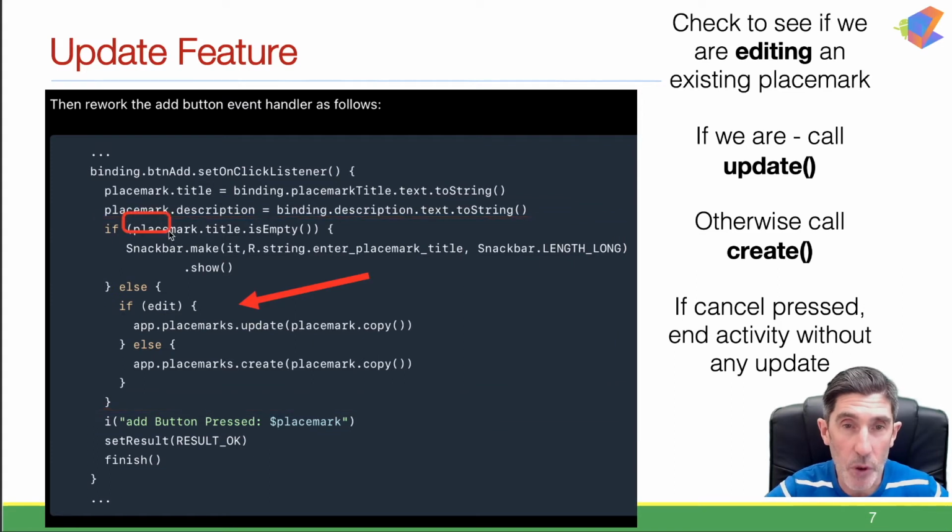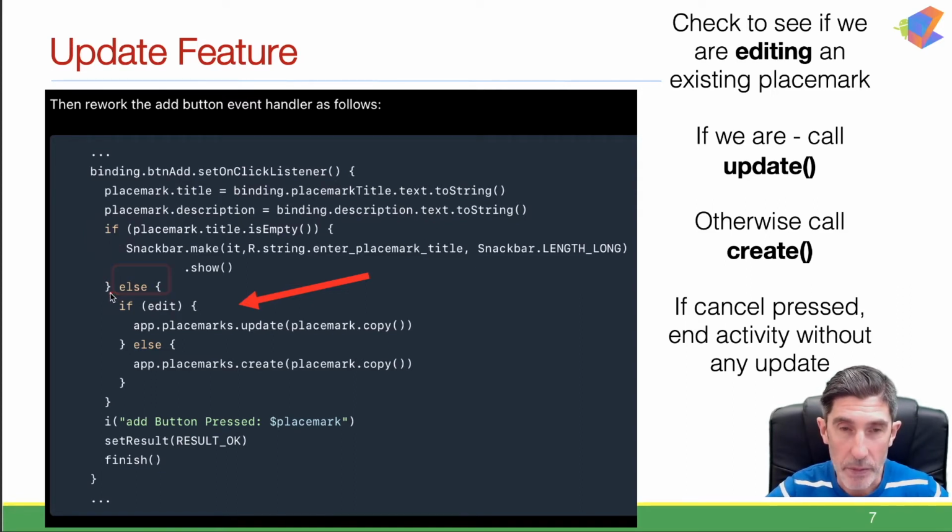So again, as before, if the title is empty, we're going to tell the user, sorry, you need to enter a title, and we don't continue, so we don't make any changes. Otherwise, once there is a title there, whether it's the same title or whether they've added a new title, we jump into the else block.